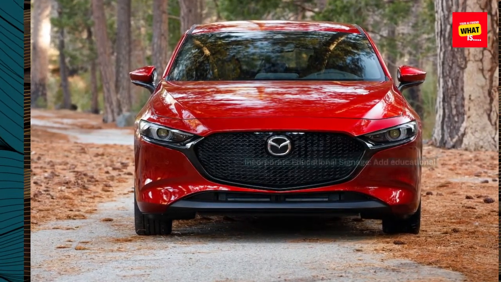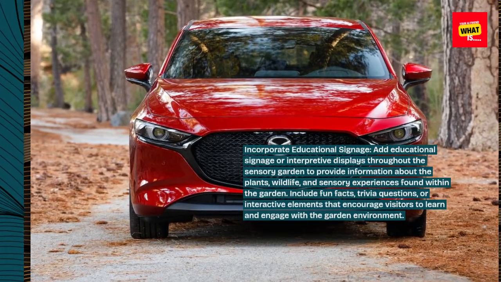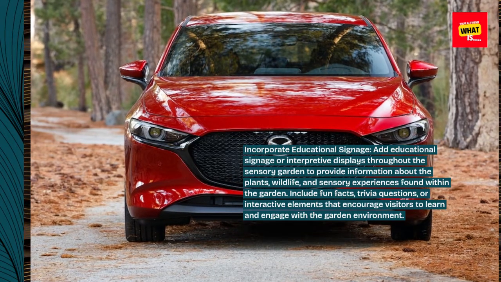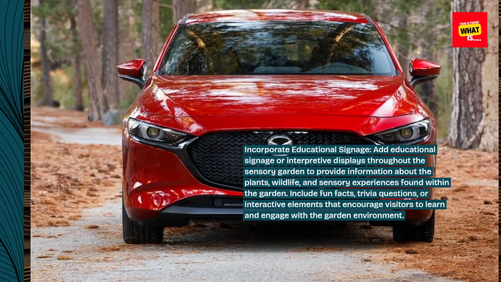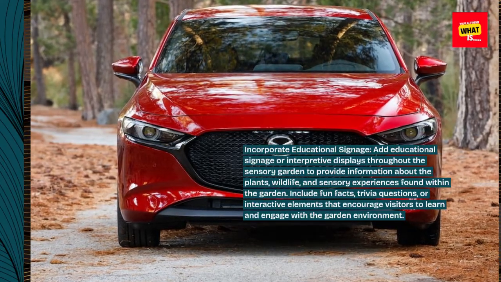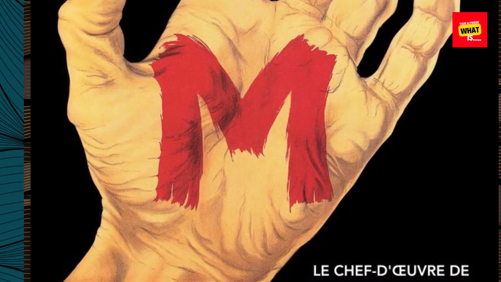Add educational signage or interpretive displays throughout the sensory garden to provide information about the plants, wildlife, and sensory experiences found within the garden. Include fun facts, trivia questions, or interactive elements that encourage visitors to learn and engage with the garden environment. Maintain and refresh regularly.